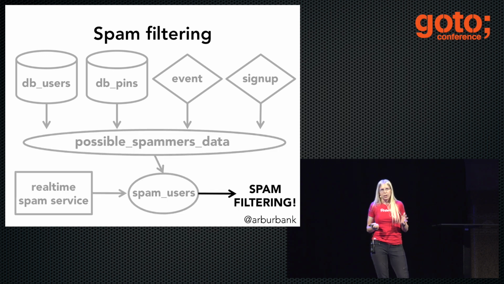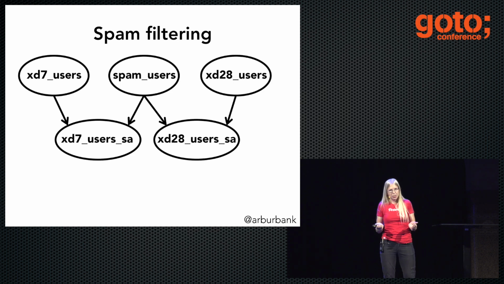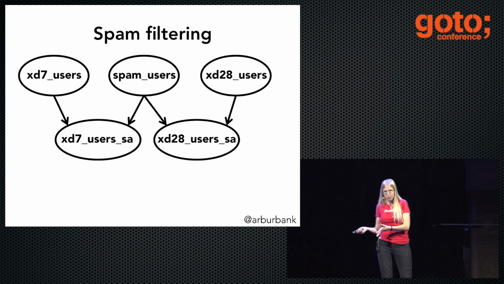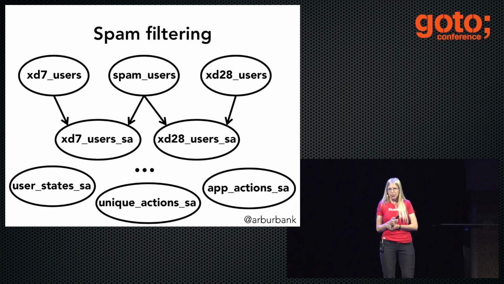And now we can filter spam. And so we take our spam users table, we take our XD7 users and our XD28 users table, which count weekly actives and monthly actives, and we can spam filter them. So we have spam adjusted versions of those tables. We actually know what's going on. And we create spam filtered versions of a lot of other tables.